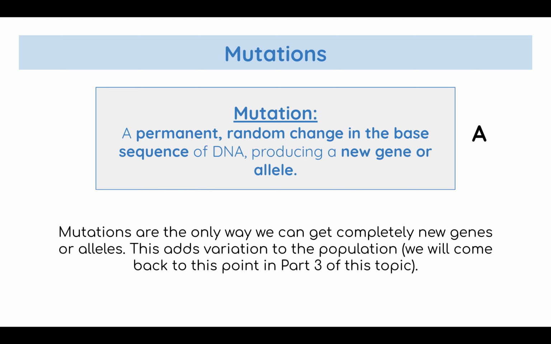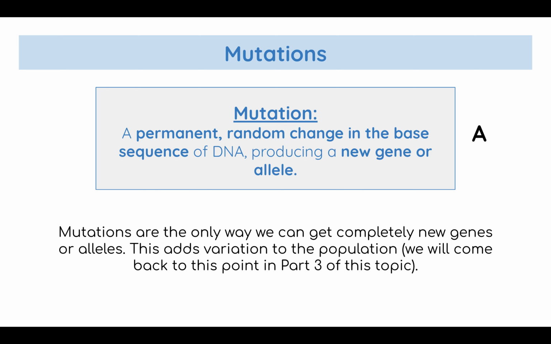So the definition for mutation is a permanent random change in the base sequence, so that's the sequence of the letters A, C, G, and T. So it's a random permanent change in the base sequence of DNA producing a new gene or allele. This is the only way that we can get completely new genes or alleles.